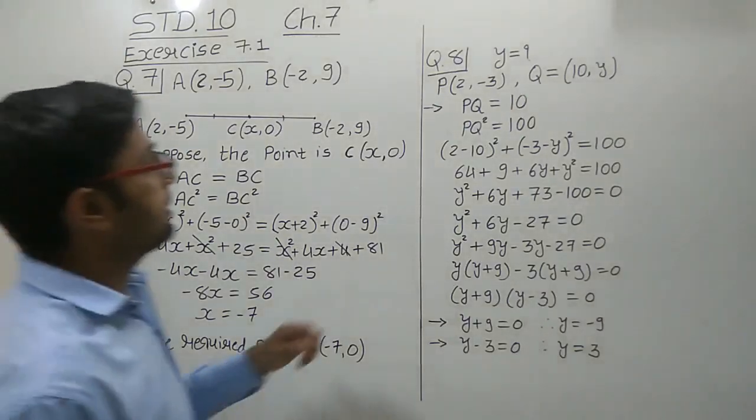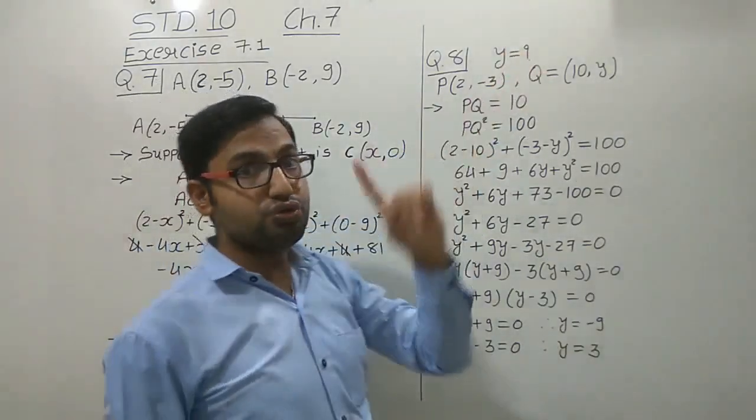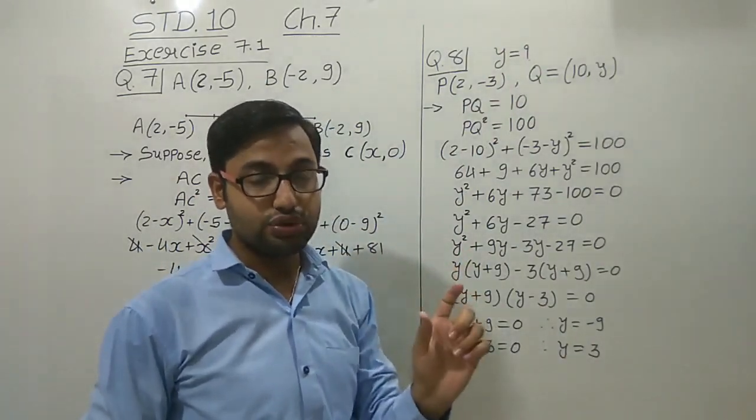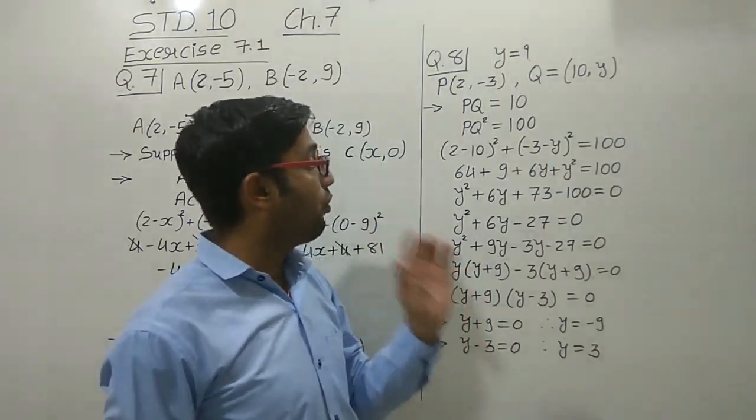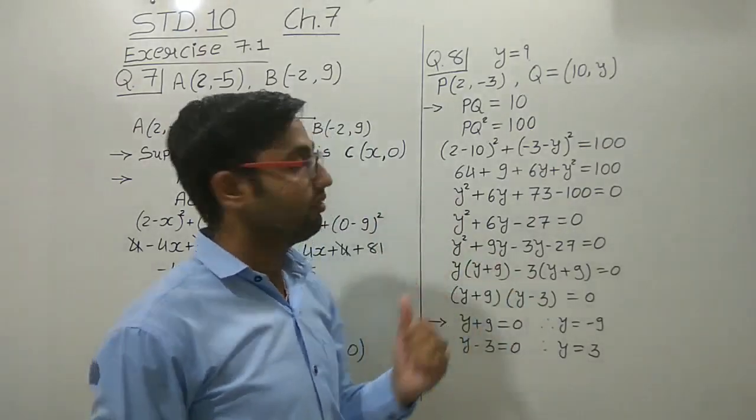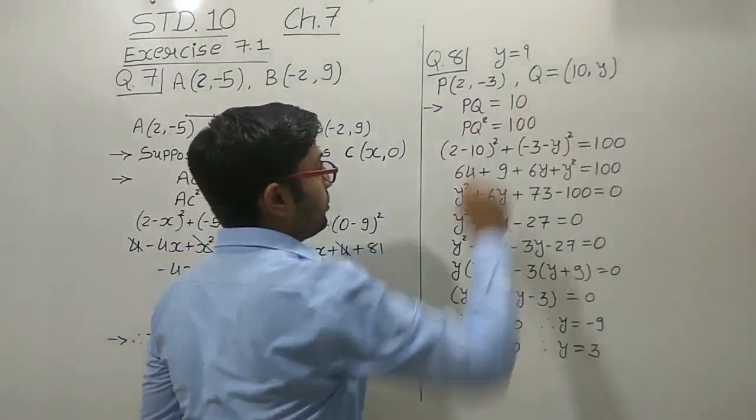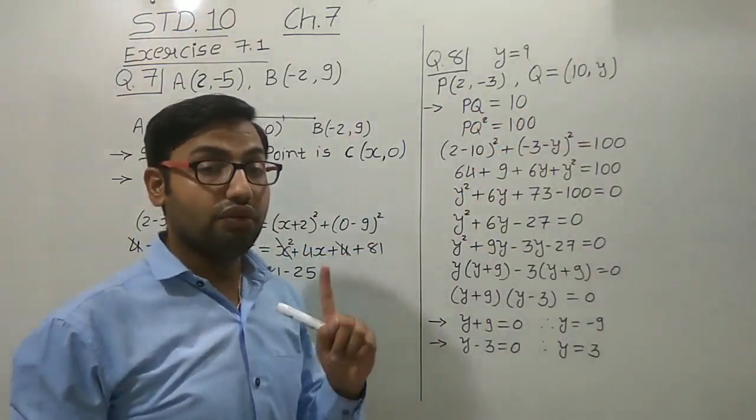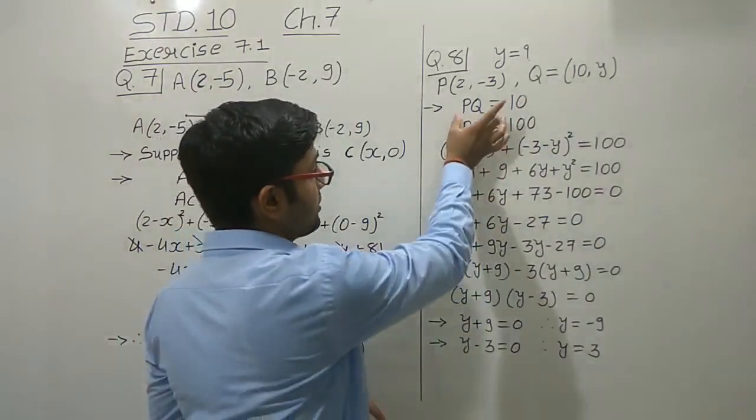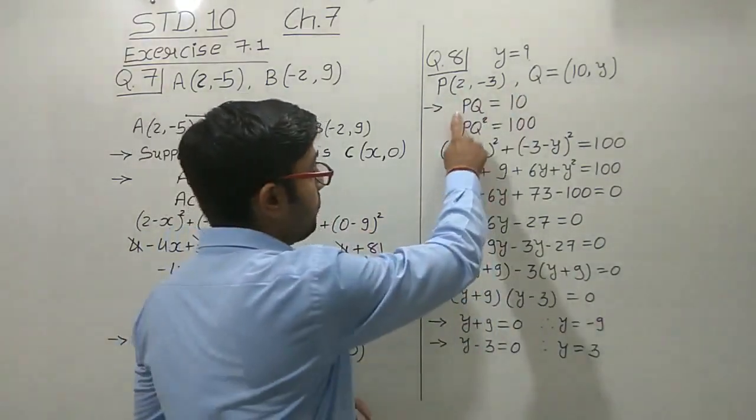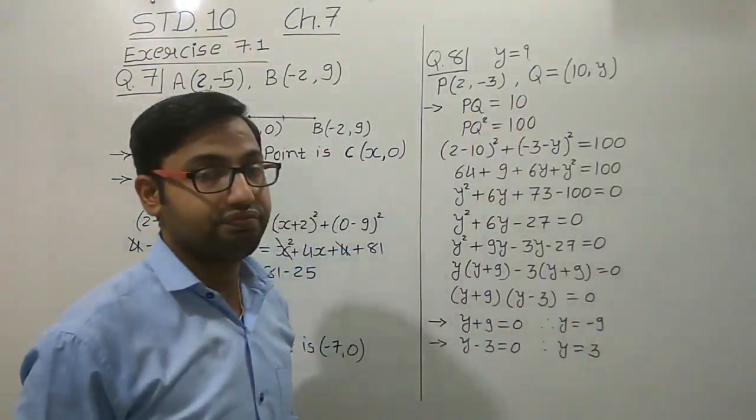One thing here we have been given is find the values of y. Values of y means a plural word is given, so here we can find more than one value of y. We have one point P, that is (2, -3), and second point Q, that is (10, y). And the distance between these two points PQ is equal to 10 units. So we can write PQ = 10.